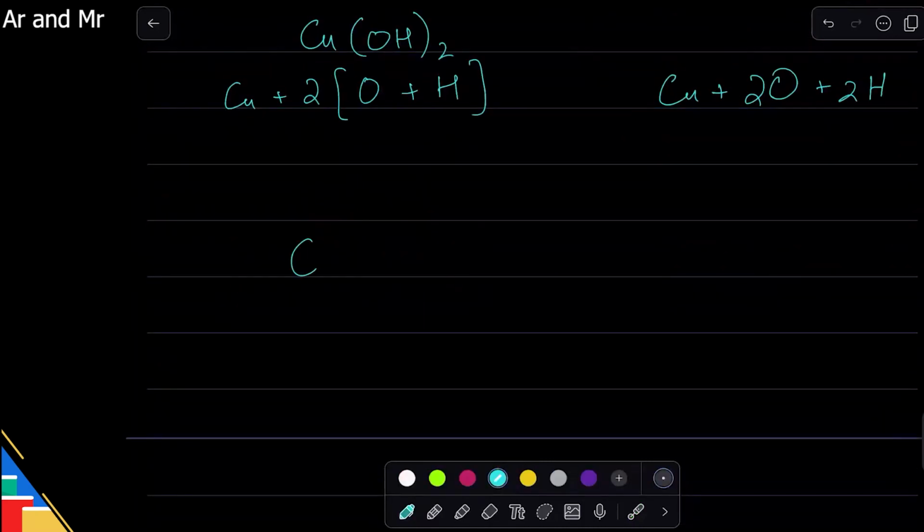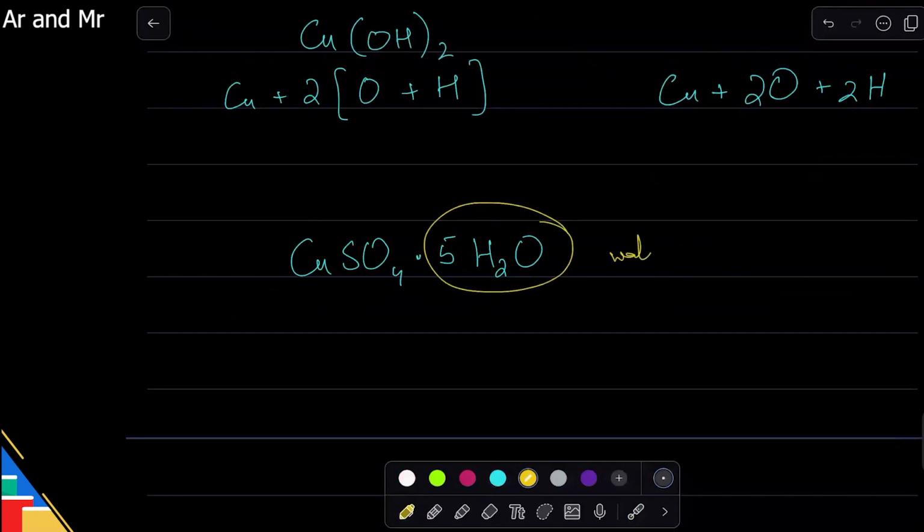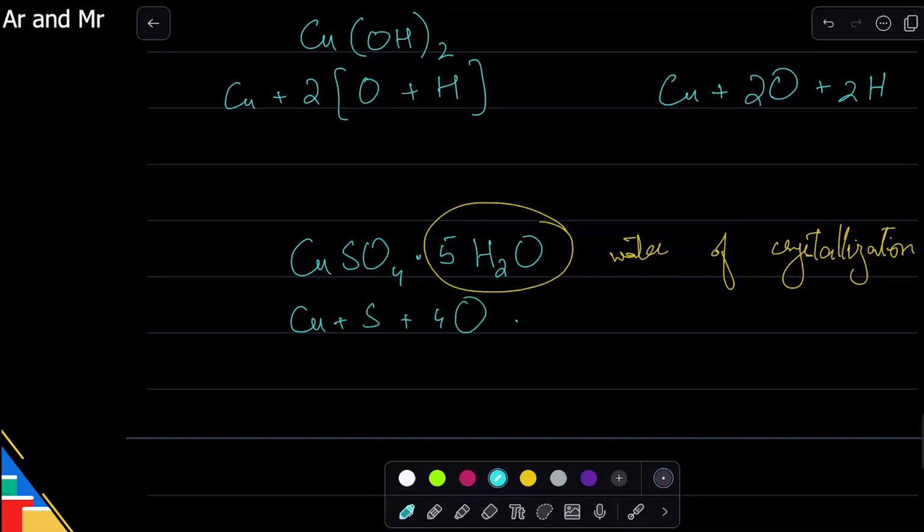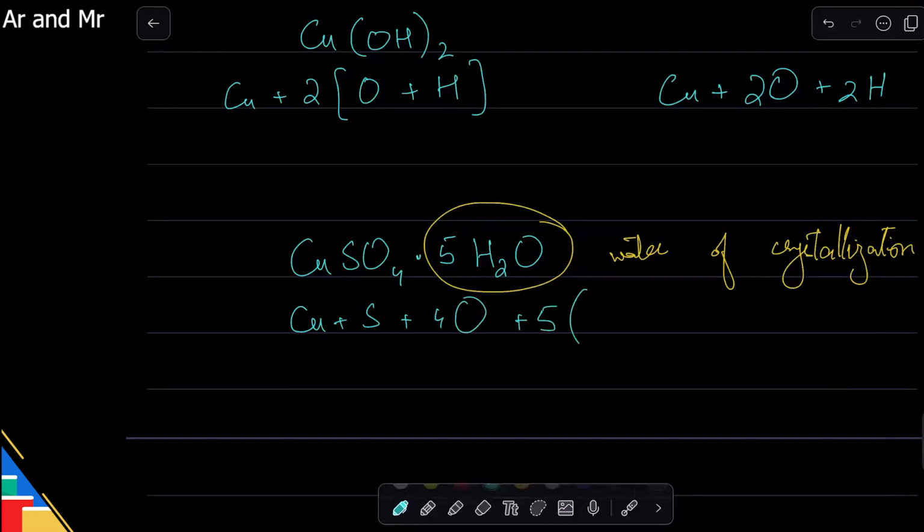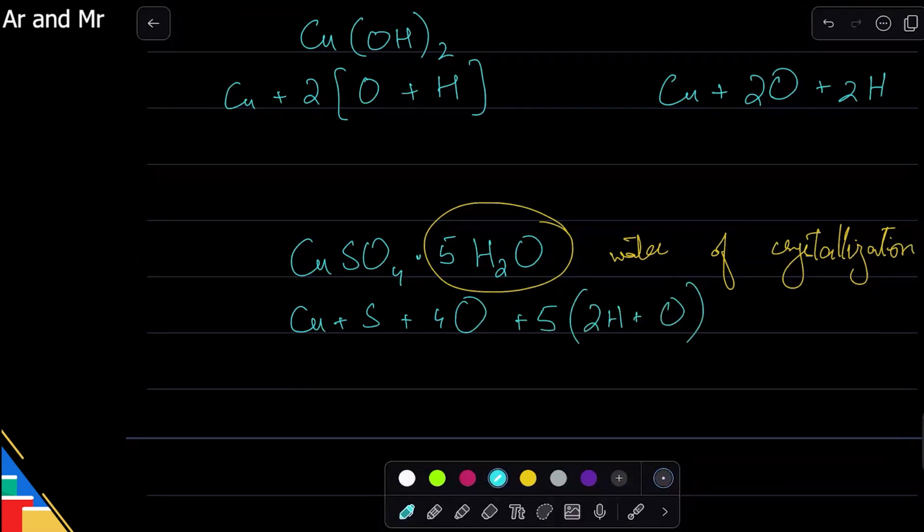Sometimes you might get something like this, where there is water attached to it. This water is called water of crystallization. And if you heat this thing up, this water will evaporate. But if you have the crystals of this thing, you need this water. So how do you calculate the mass using this? You just keep it in the mass. So 1 copper, 1 sulfur, 4 oxygen, 5 water, and there's 2 hydrogen and 1 oxygen in water. So notice that for water, I put a bracket times 5. So that's one way of doing this.